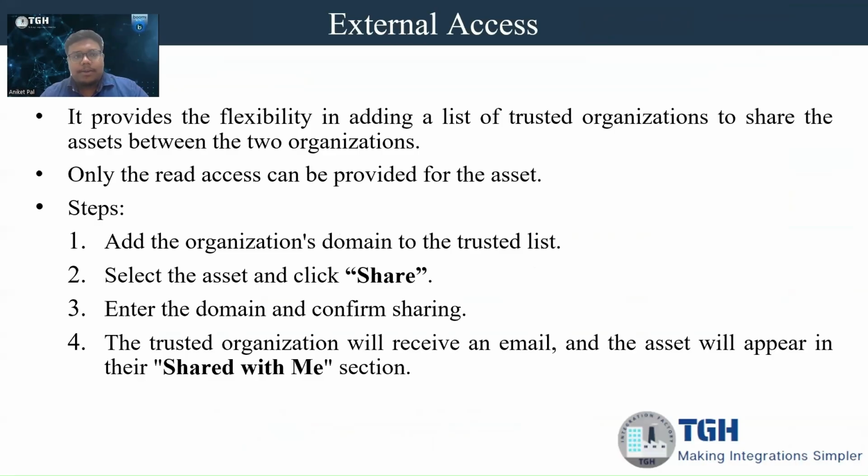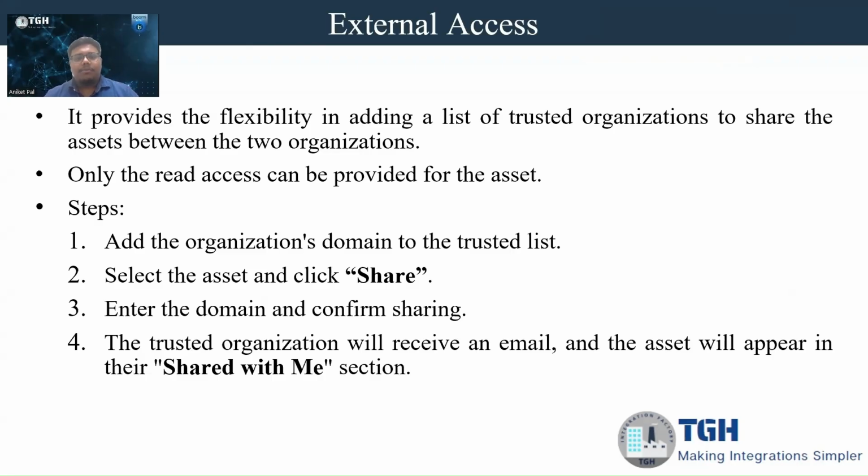This is the external access. When it comes to sharing assets between two different organizations, we will make use of this particular feature, external access. What we need to do is get the other organization's domain name added into our trusted organization list, and then we can share the asset. One thing we need to make note of is that using this feature, we can only provide read access for that asset. I have written down the steps here.